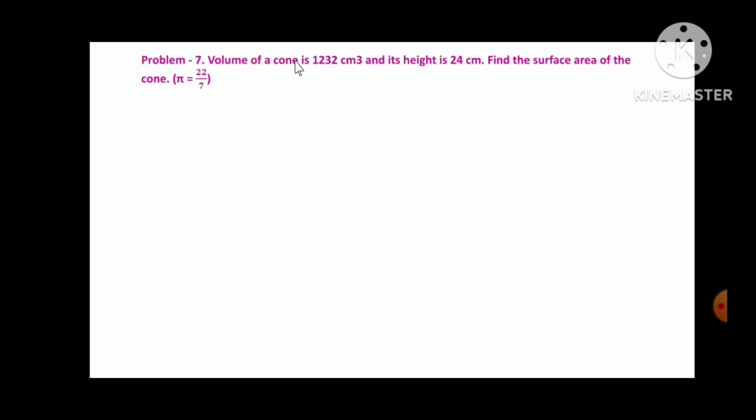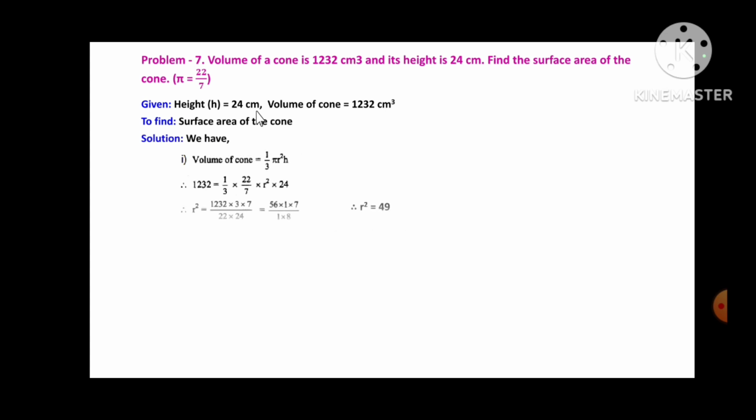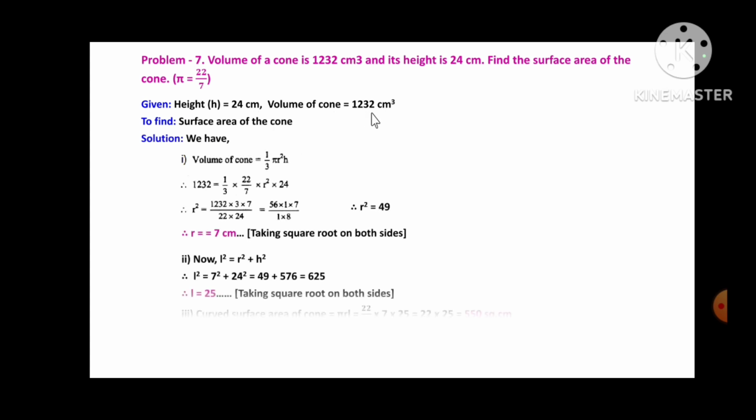We'll see now problem number 7. Volume of the cone they have given 1232 centimeter cube and its height is 24 centimeter. Find the surface area of the cone. Pi's value you have to take as 22 upon 7. Friends, here given things are height h which is 24 centimeter and volume of the cone is given as 1232 centimeter cube. Here we have to find out the surface area of the cone.